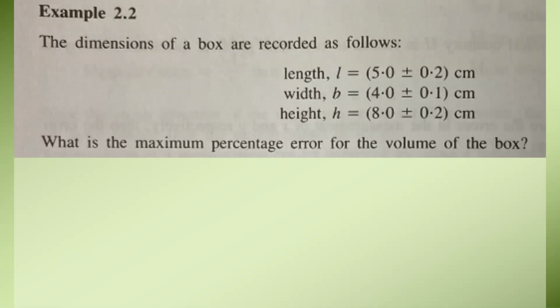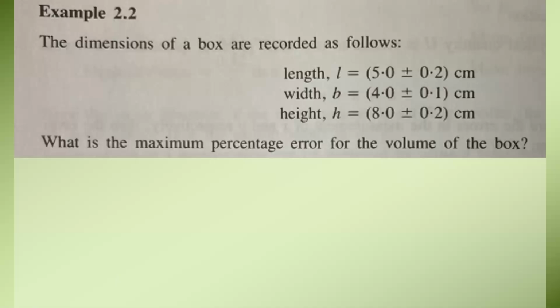And then we measure the height with an uncertainty. 8 is the height, with an uncertainty of 0.2. What is the maximum percentage error for the volume of the box? Okay, so we need the maximum percentage error, or you can also say the maximum uncertainty. Sometimes, instead of saying the percentage uncertainty, they can also say maximum percentage error.